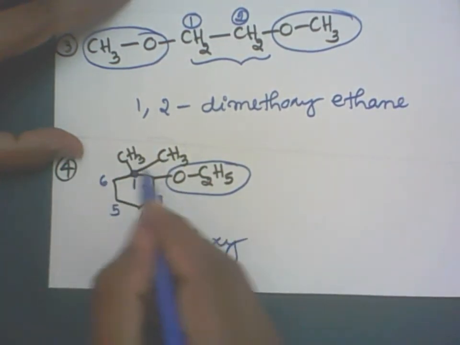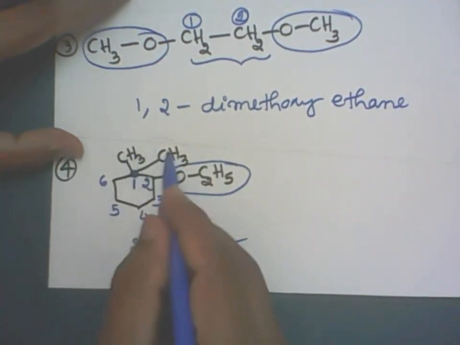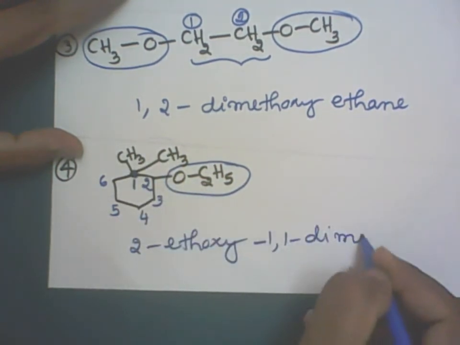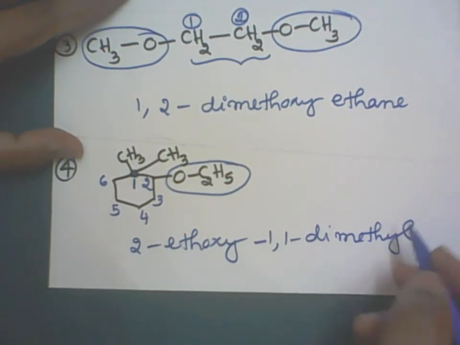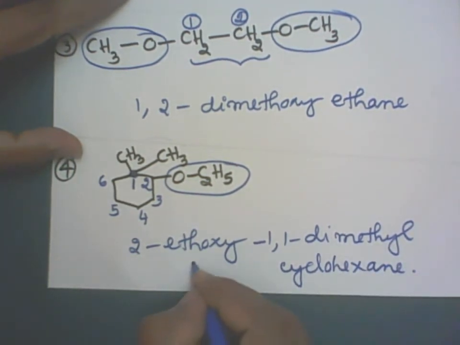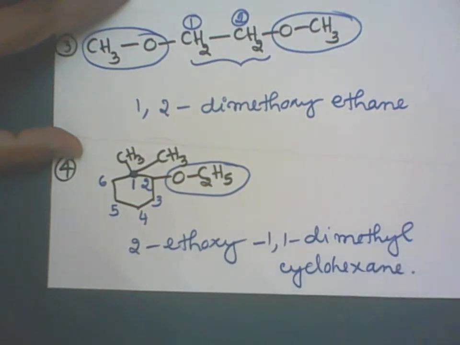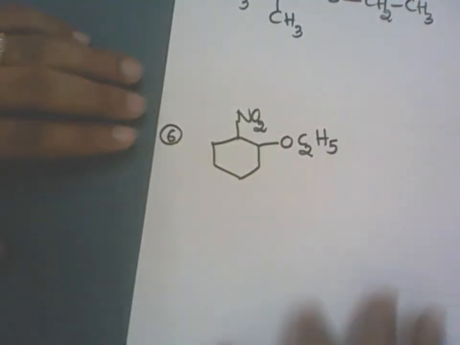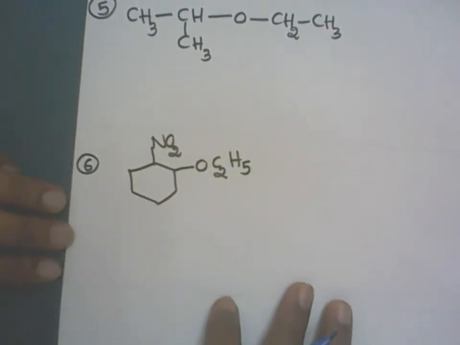Now name this hydrocarbon. This is a cyclohexane. There is a methyl group 2 times, so it is 1,1-dimethyl. Cyclohexane, as a continuous name. So 2-ethoxy-1,1-dimethylcyclohexane. Okay, right? Next compound. Compound number 5.